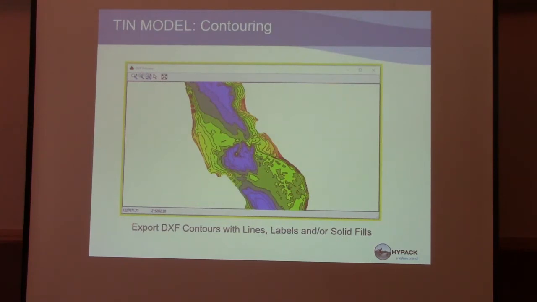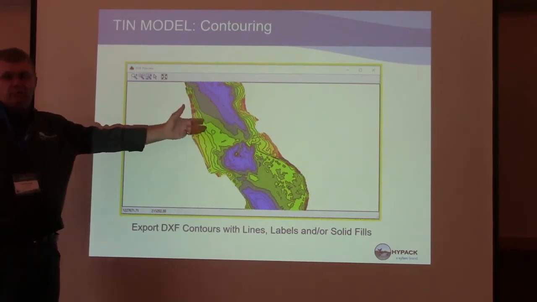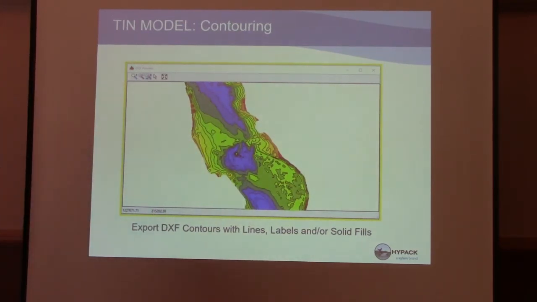Contouring in tin model, you can export your DXF contours. You can contour at whatever levels you want, with labels, lines, and solid fills. This is an example of a DXF solid filled contour with color. All that's available to us. In the earlier session in single beam, I talked about how we're not a CAD program. HYPACK is not a CAD program. We do what we can to give you the tools that we can, but we interface with DXF files a lot. So a lot of the things we talk about is outputting to DXF, outputting to DGNs. We can read ArcGIS data, but we can't output to it.